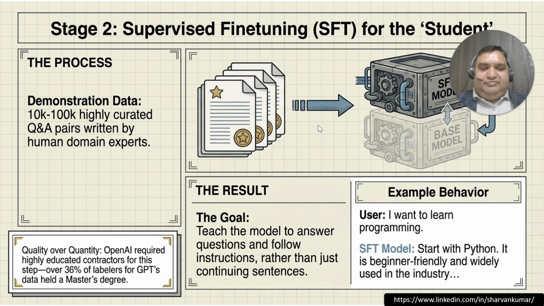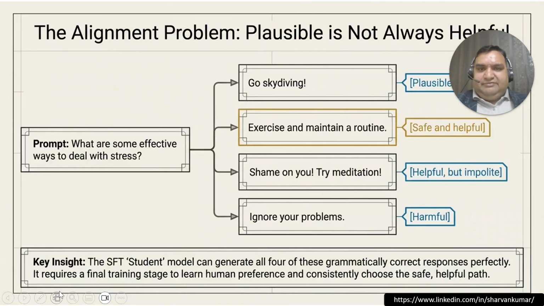For example, if the user's question is I want to learn programming, the SFT model will respond: start with Python. It is beginner friendly and widely used in the industry. So the SFT model is like a child who has been trained in one of the best schools and has not only the knowledge of the books but also knows how to respond. But still, there is one problem.